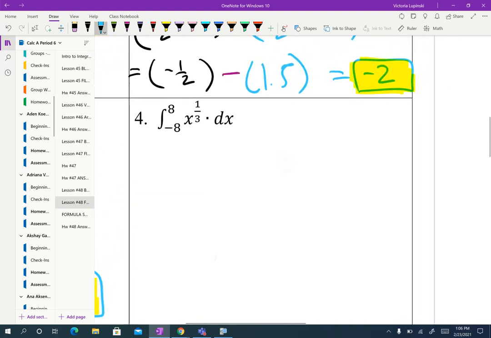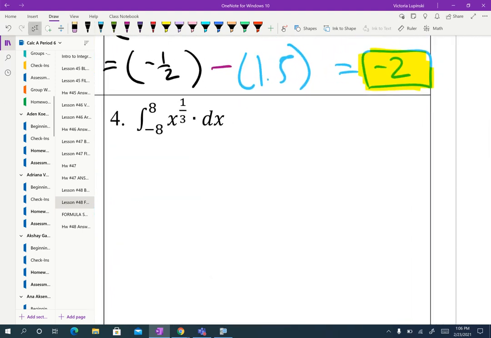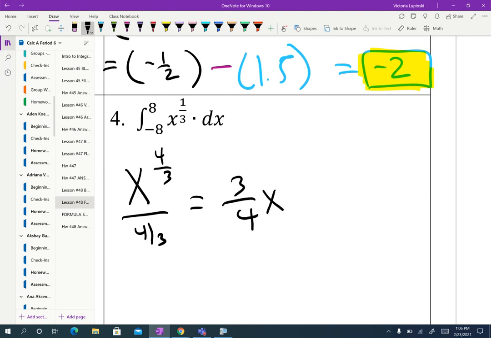And then let's take a look at number 4. So here you're going from -8 to 8, x to the 1/3. So no rewriting is required. You just have to be a little bit careful with the fraction action. So you're going to go ahead and take 1/3 and raise it to the 1 higher power. So 1/3 plus 3/3 would give you 4/3. And then don't forget to divide by that power. So multiply by the reciprocal, you're going to get 3/4 x to the 4/3, and you're going to go ahead and evaluate it from -8 to +8.